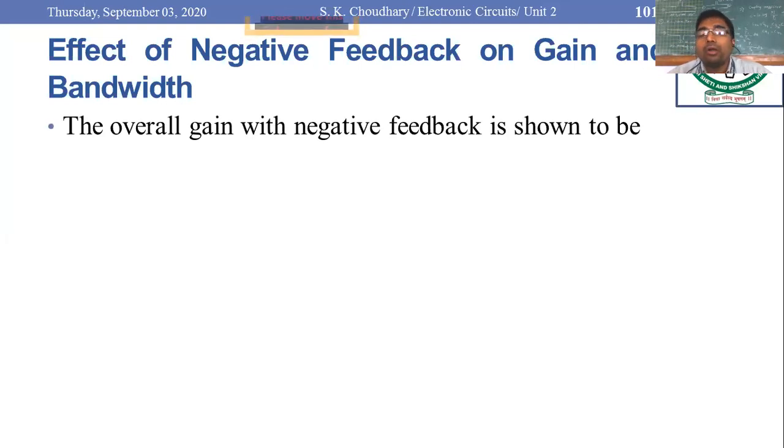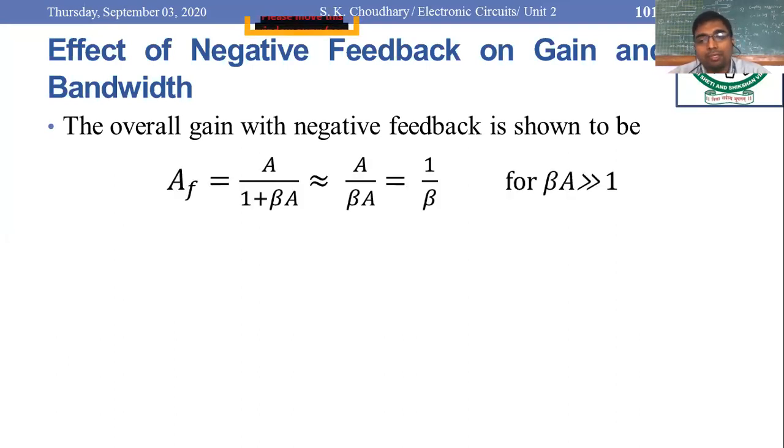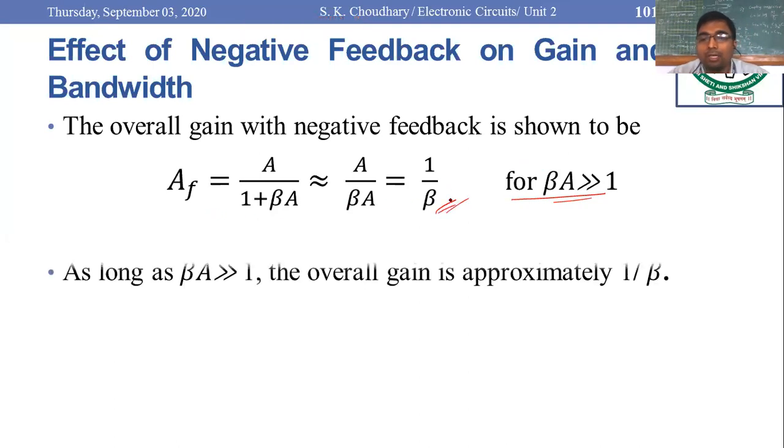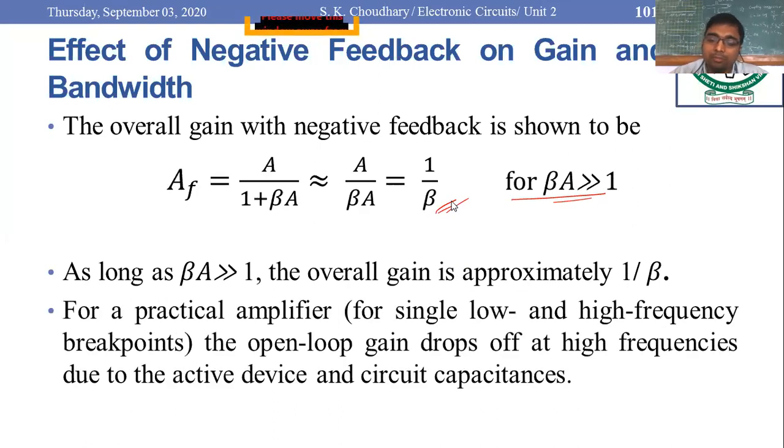So the overall gain with negative feedback is AF equal to A upon 1 plus beta A, and if you approximate it, it becomes 1 upon beta. What is the condition? Beta A is very much larger than 1. If this condition is satisfied, then you can say that the gain with feedback is equivalent to 1 upon beta. So as long as this condition beta A much greater than 1 is satisfied, the overall gain is approximately 1 upon beta.